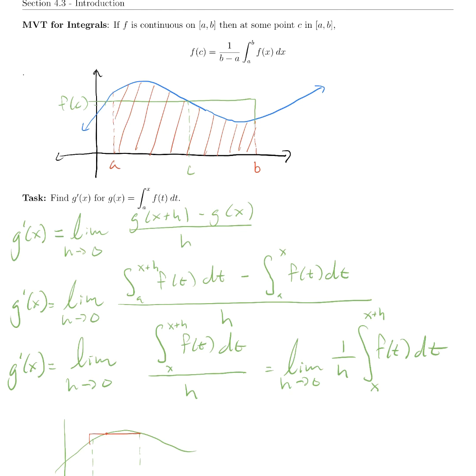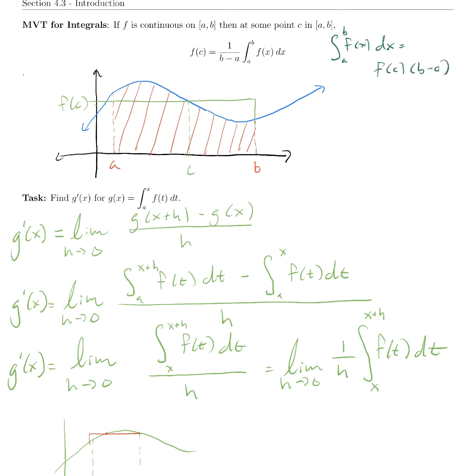Okay, what does that mean? Well, I've shaded here in red the integral from a to b of f of x dx. And if we do a little bit of arithmetic on this statement, it says that the integral from a to b of f of x dx is equal to f of c times b minus a.